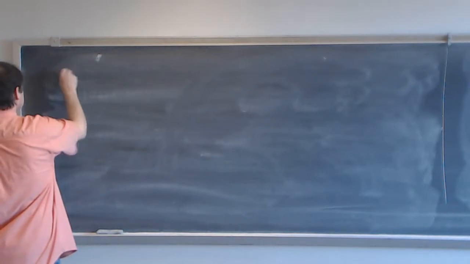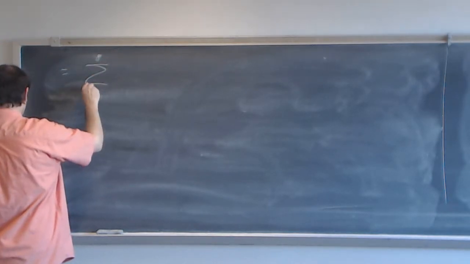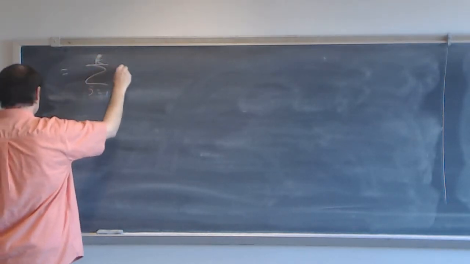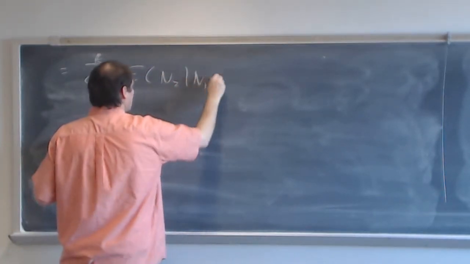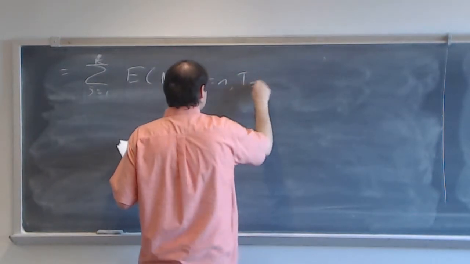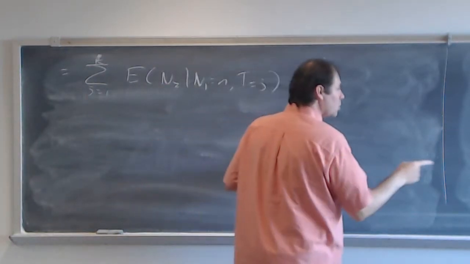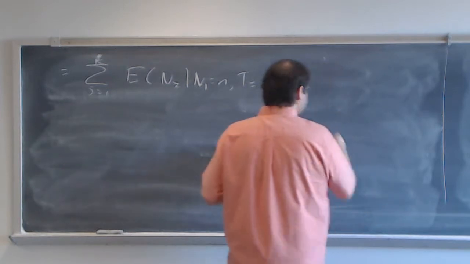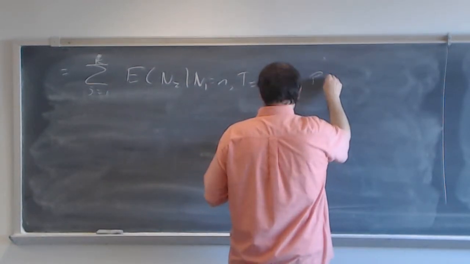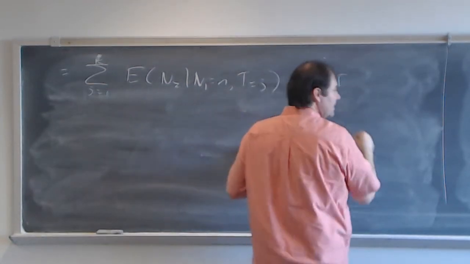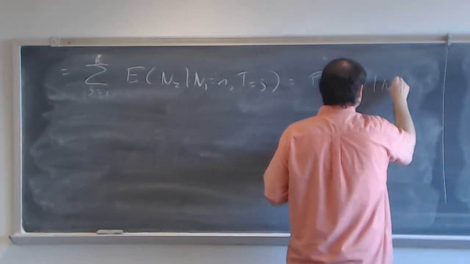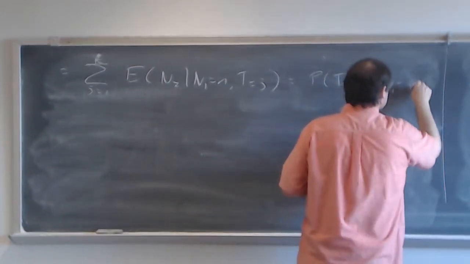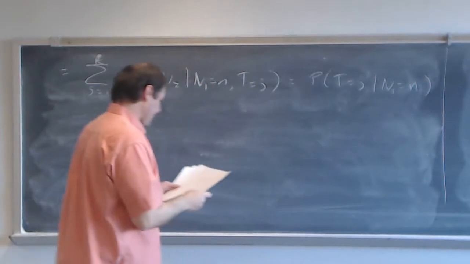So that's the sum as J runs from 1 to K of the conditional expected value of N sub 2 given N sub 1 equals N and T equals J, and with that conditional PMF, that's the probability of T being equal to J given that N sub 1 is equal to N itself. Okay, so that's what we have.